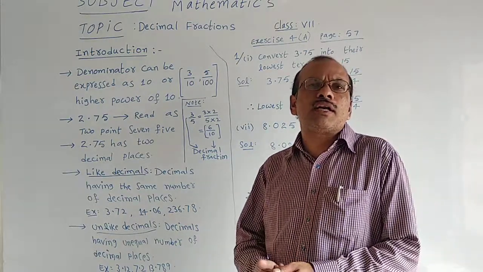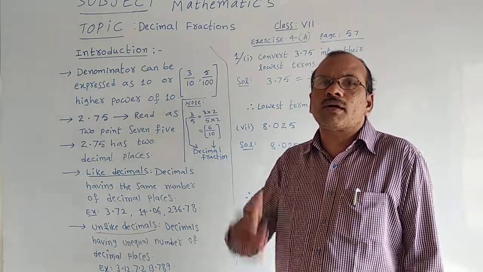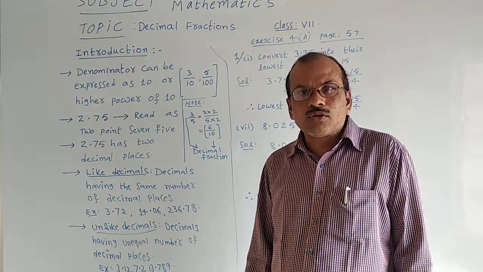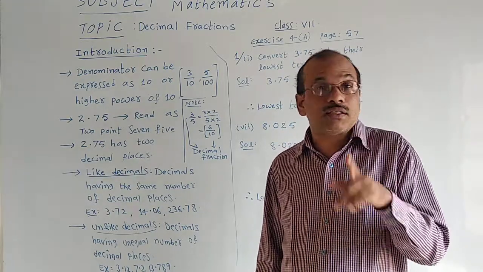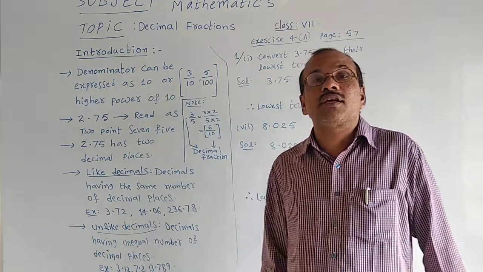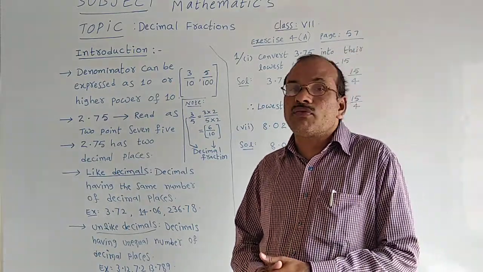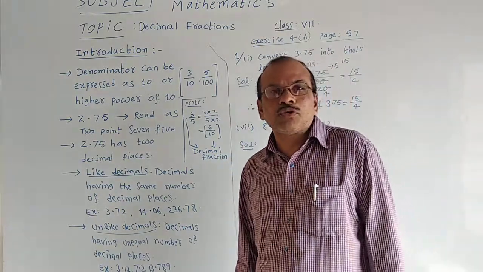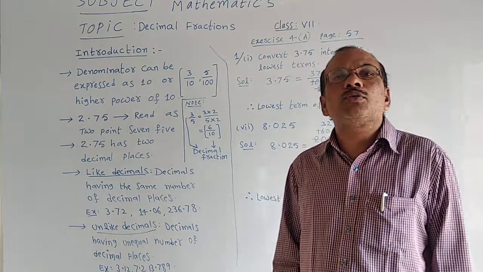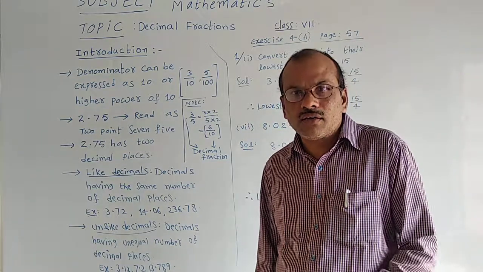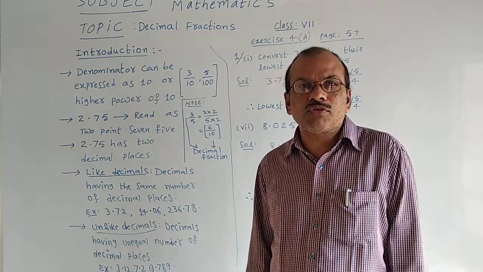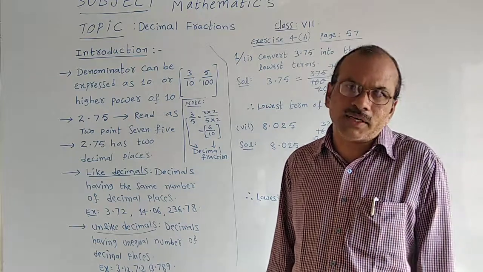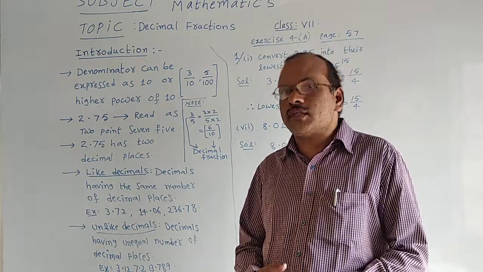What is the higher power of 10? 10 to the power of 2, 10 into 10, that is 100. So if the denominator of any fraction is 100, then such a fraction is said to be a decimal fraction. Higher power of 10 also means 10 into 10 into 10, that is 10 to the power of 3, which gives you 1000. So if any fraction has 1000 in the denominator, that is also called a decimal fraction.